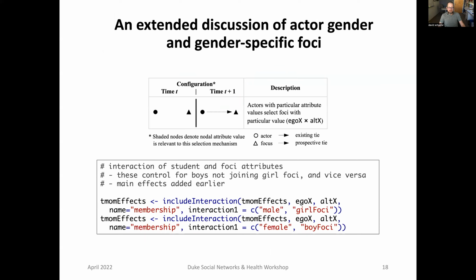All right. So to do this, we're using the same effect we talked about earlier, the interaction between ego and alter attributes. In this case, the one interaction is a male ego and a girl foci as the alter. The other is the female actor with the boy foci as the alter.